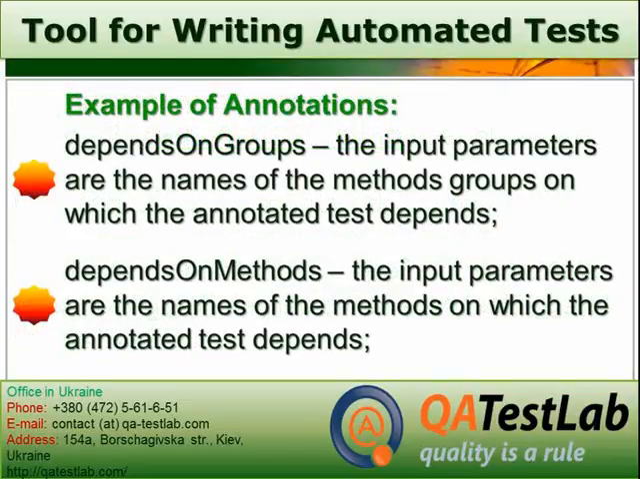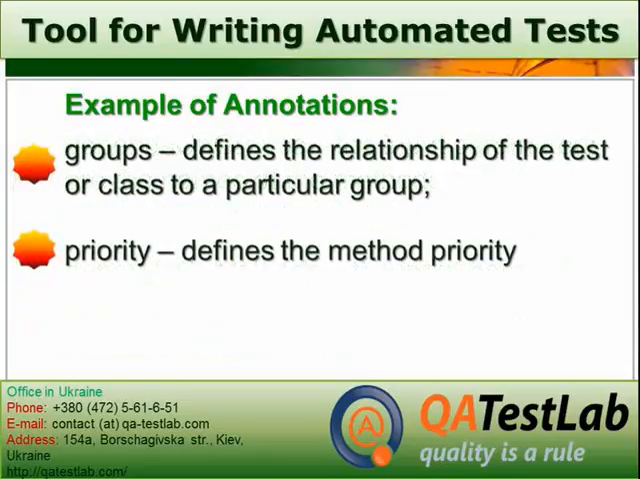Example of annotations. dependsOnGroups: the input parameters are the names of the groups of methods on which the annotated test depends. dependsOnMethods: the input parameters are the names of the methods on which the annotated test depends. Groups defines the relationship of the test or class to a particular group. Priority defines the method priority.